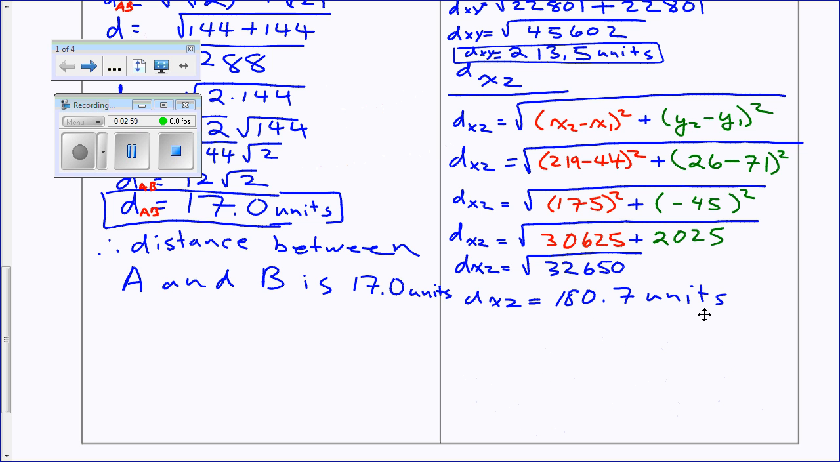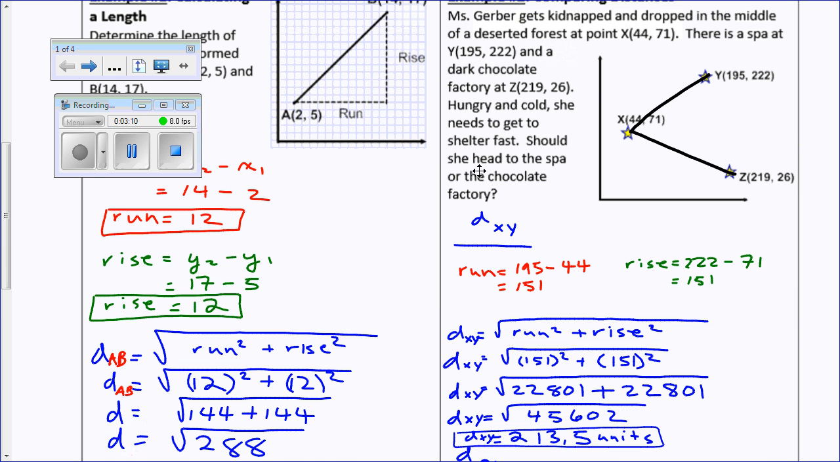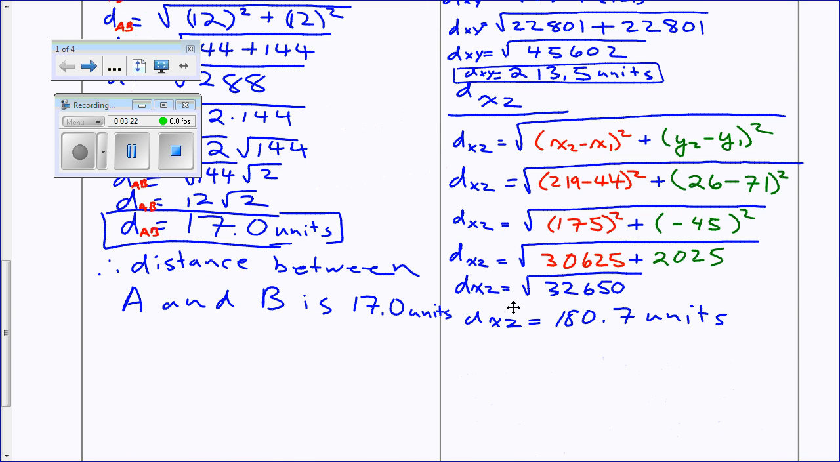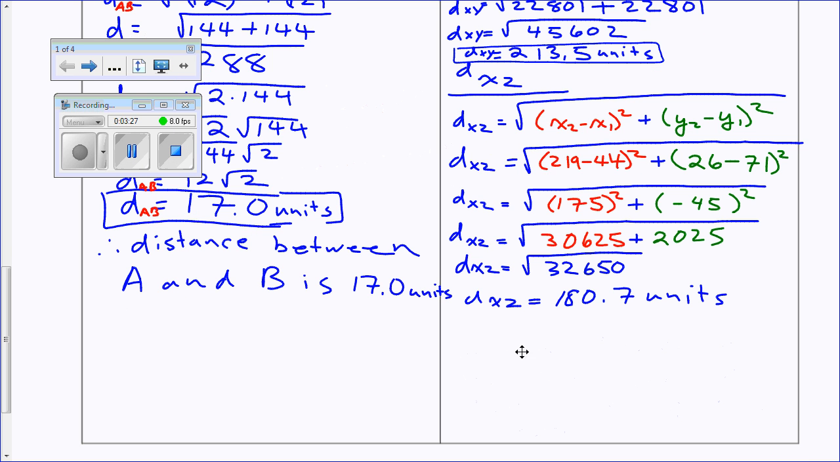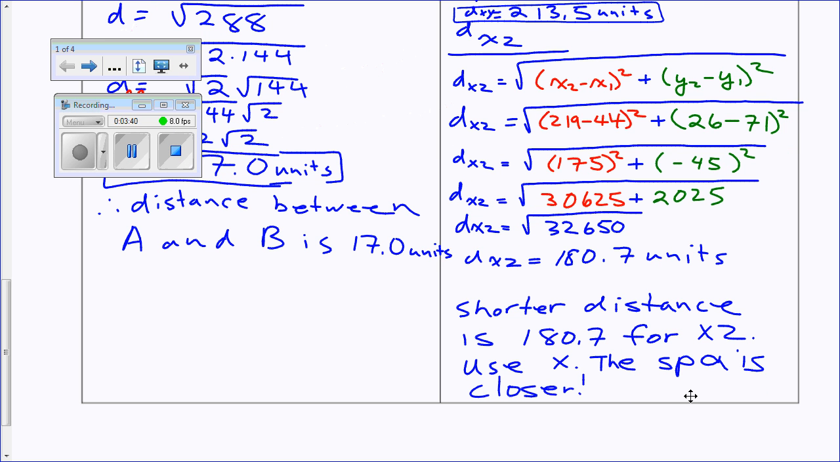Now, the fact that we found that means we have to compare these two units, the 213 and the 180.7 units. Now, it said in our original problem, should she head to the spa or the chocolate factory? The spa is at Y, and the chocolate factory is at Z, and we just calculated D of XZ and D of XY. So what we're looking for is the shortest distance between those two, and we end up with the shorter distance is 180.7 units for XZ. We're going to use X. The spa is basically closer.